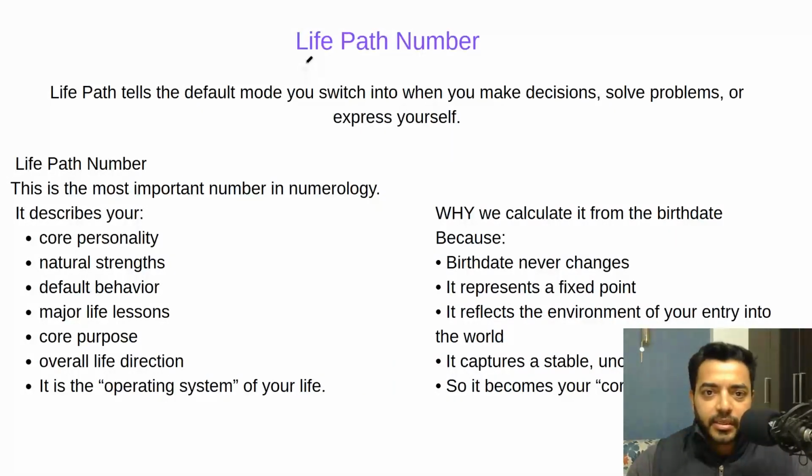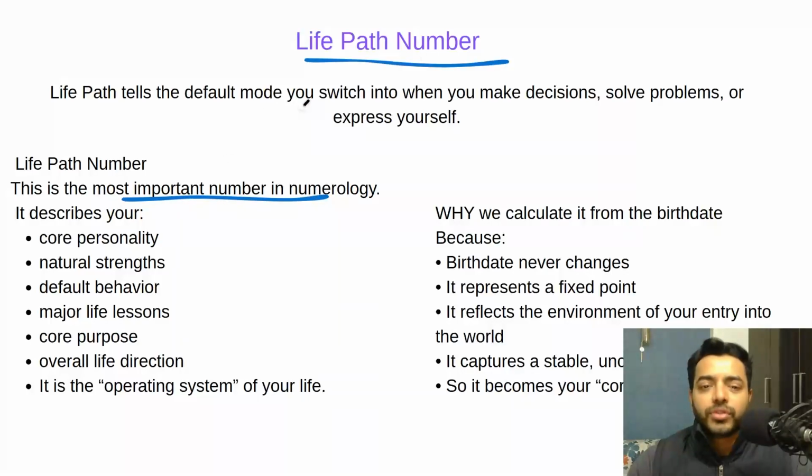So as we discussed earlier, the first and foremost thing and the most important part of numerology is the life path number, right? Everybody has a life path number and it is calculated from the date. So now we are coming to the first part of this, where we use your birth date to find your life path number, right? The life path number is the most important number in numerology and it shows you the default mode you switch into when you make decisions.